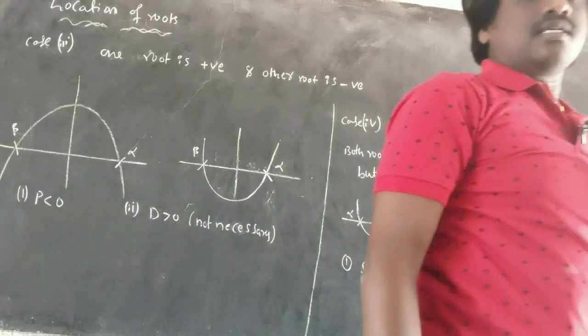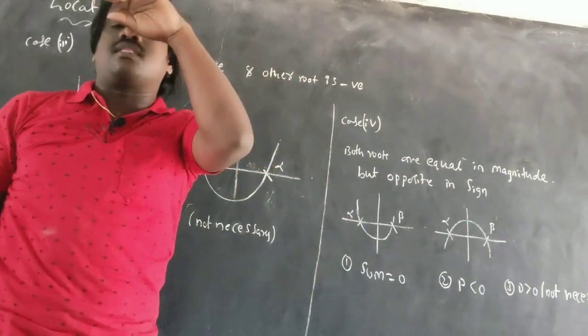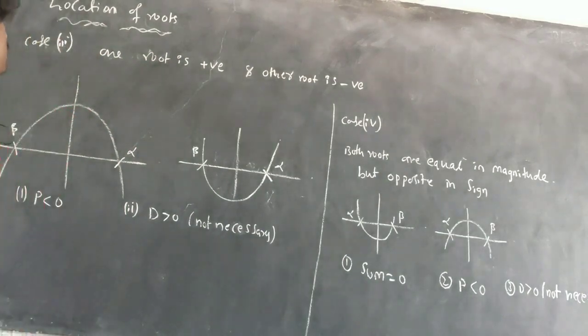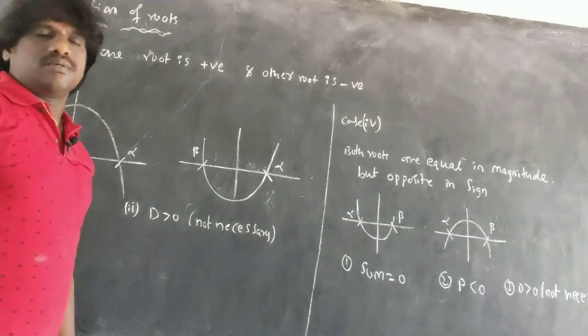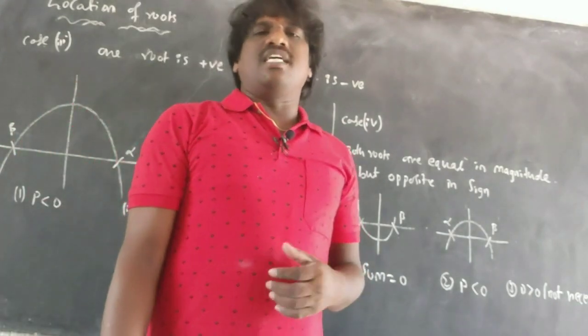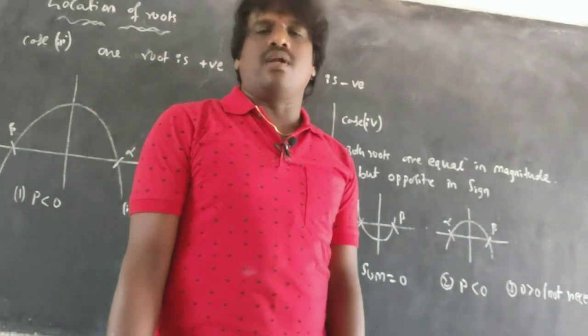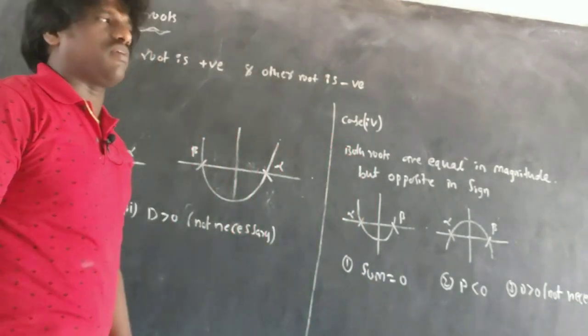Hello students, let us see now case number 3. What does case number 3 say? If one root is positive, the other root is negative. How to find it? What is the condition for one root to be positive and one root to be negative? Now, what is the condition for that?